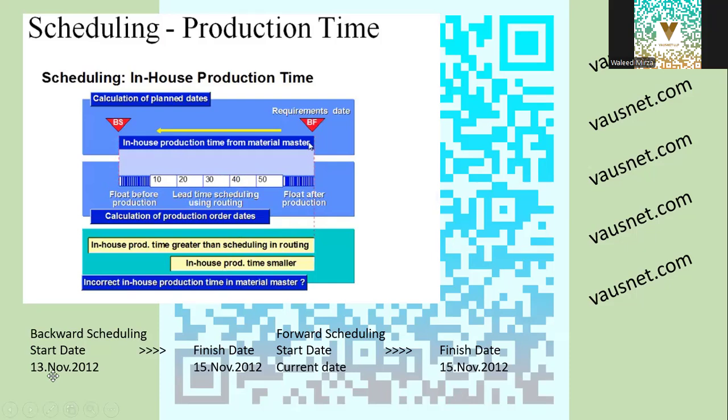So backward scheduling, for example, if the production was to start from 13th November and the current date was, for example, 14th and the finish date was 15th, the system will calculate with backward scheduling that 13th was the starting date if the production can be finished in 2 days or is programmed to be finished. Forward scheduling is basically you are standing at the current date, and the finish date is automatically analyzed and calculated by the system. Okay.